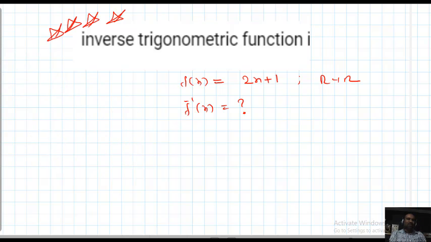So here, what is the question? f of x is 2x plus 1. What is the inverse of x? What is the inverse rule for the inverse function? First of all, whether it exists or not, that should be identified.